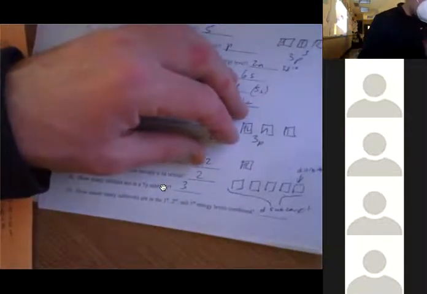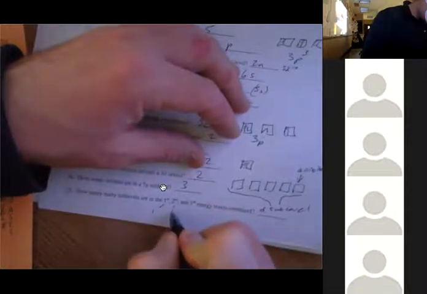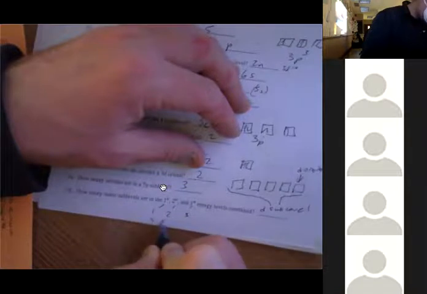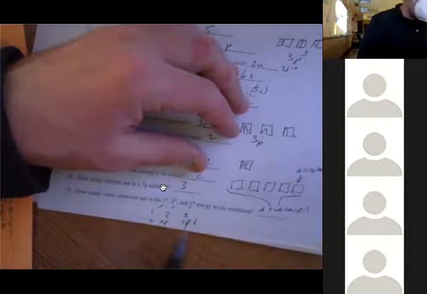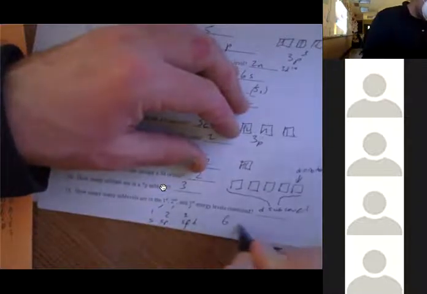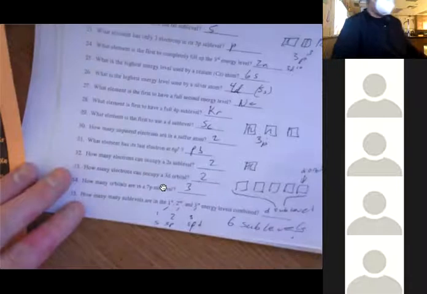How many sublevels are in the first, second, and third energy levels combined? Well, we have 1 there, we have 2 there, we have 3 there. We have s, s p, s p d. So that's a total of 1, 2, 3, 4, 5, 6. 6 sublevels. Good, good.